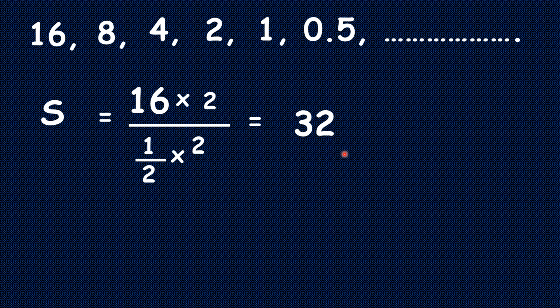And remember that there is a condition where R, the absolute value of R, has to be less than 1. Remember the absolute value of R, our R is half, and definitely half is less than 1. And that's why we can use this to establish the sum to infinity of this particular sequence as 32.